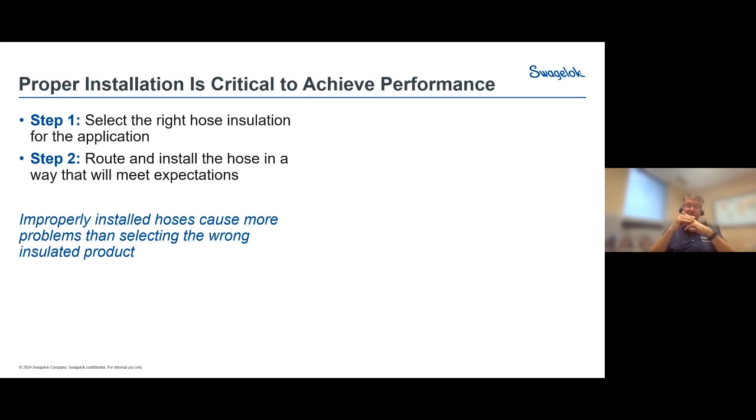Improperly routing hoses will cause a perfectly selected hose to fail. And what you see in this picture are really nicely routed hoses with nice long radius, some separation between the hoses, and it works really well for this particular application.